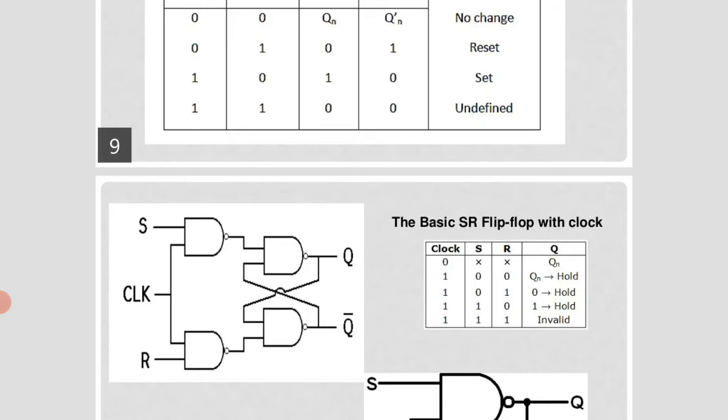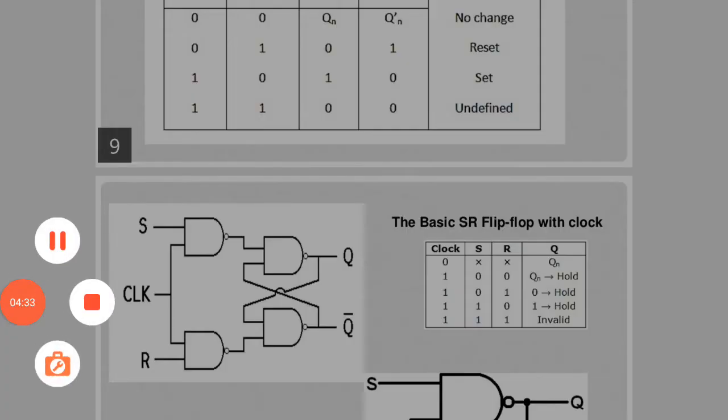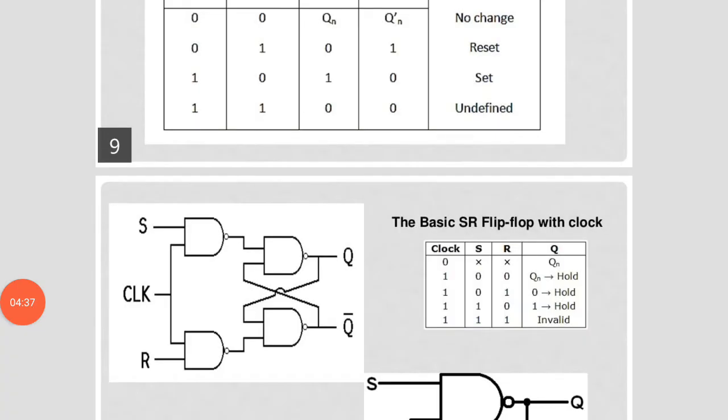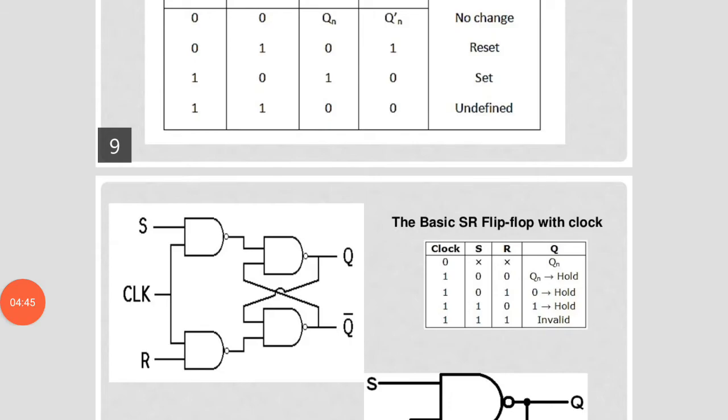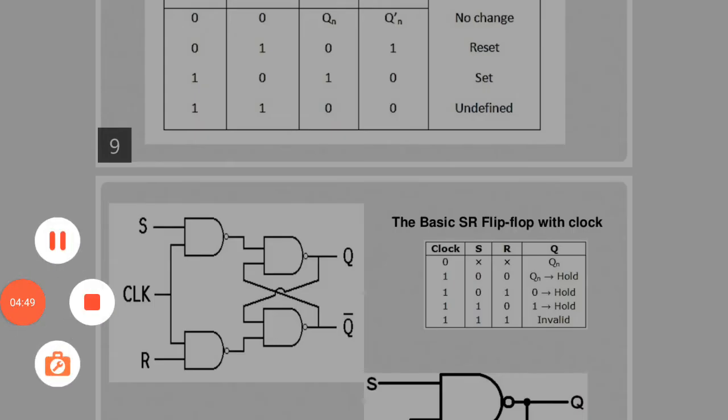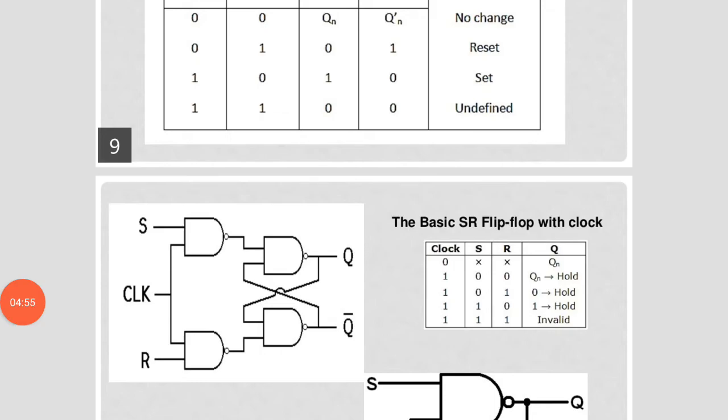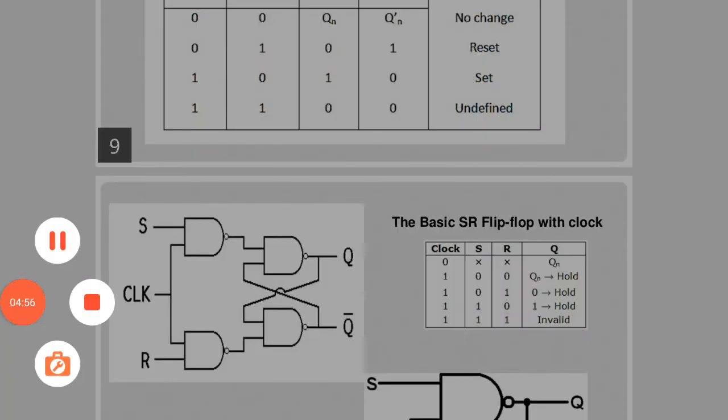For the basic SR flip-flop with clock, the truth table is: when clock is 0, S and R are 0 or 1, output Q is QN. When clock is 1, for SR 00, output QN is hold; for 01, output is 0; for 10, output is 1; for 11, output is invalid.